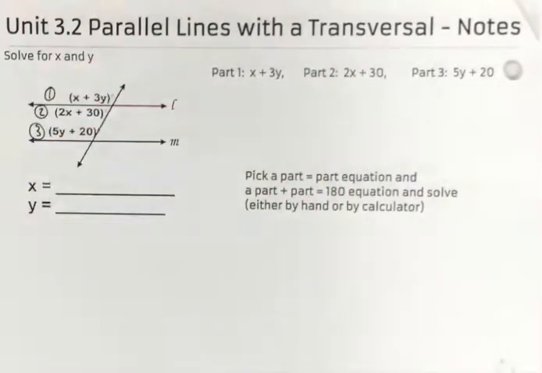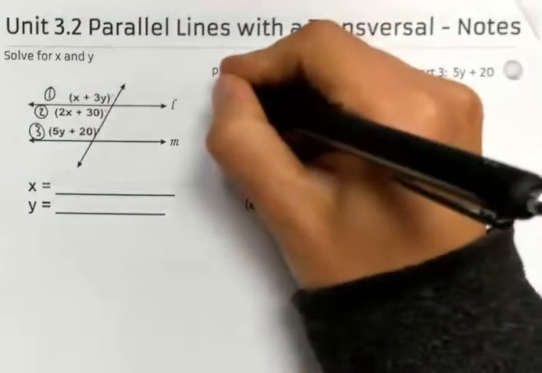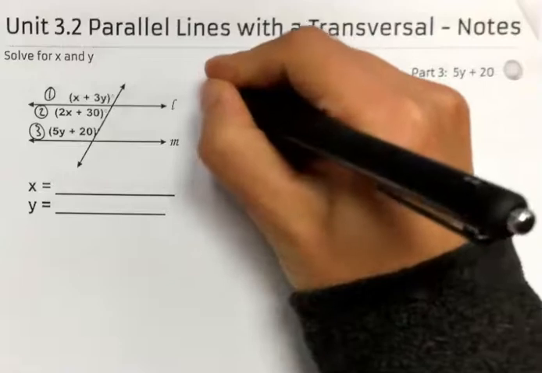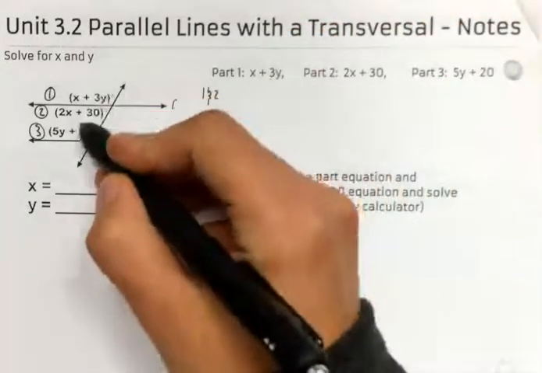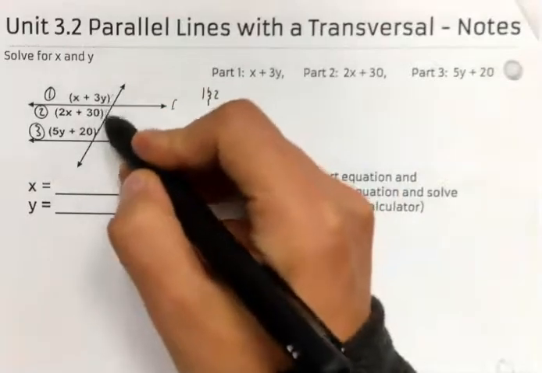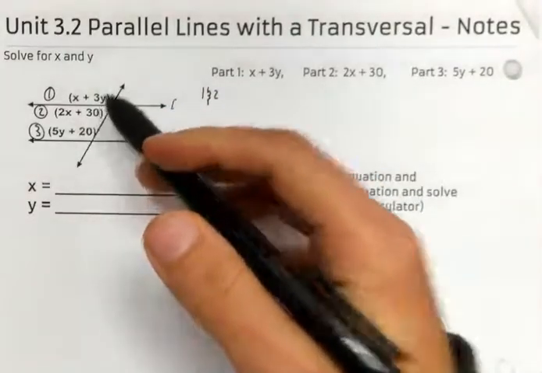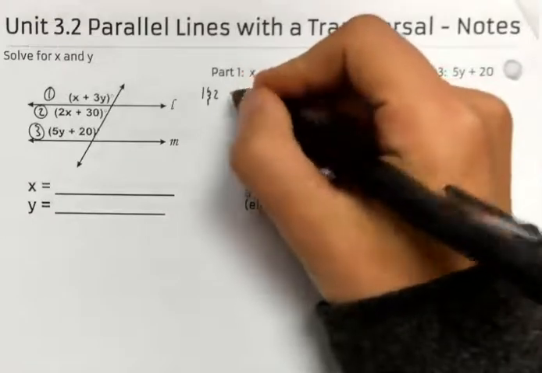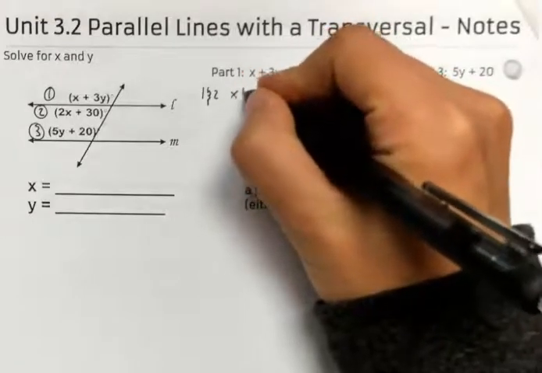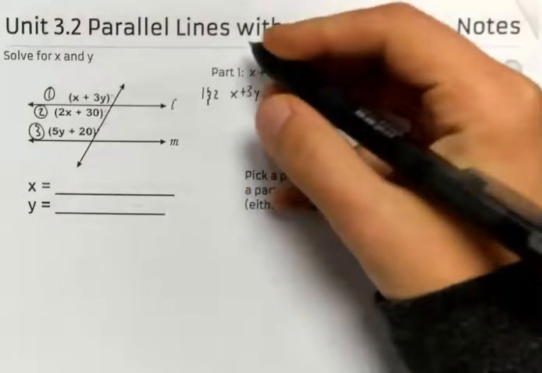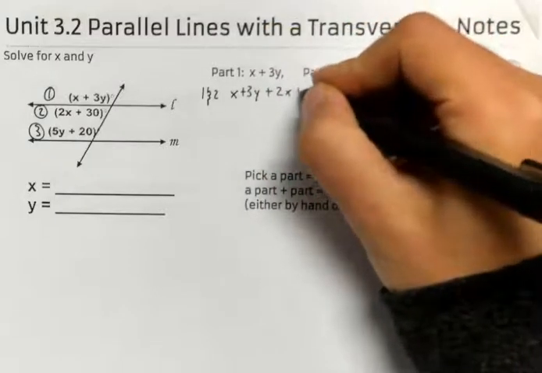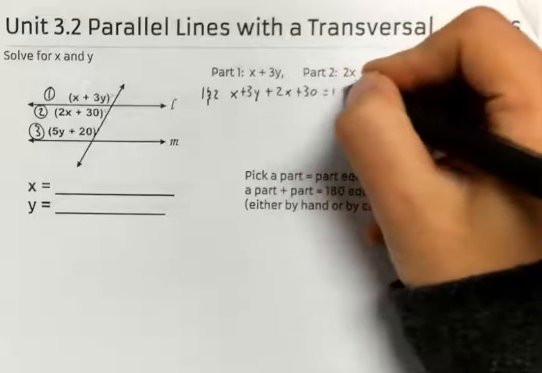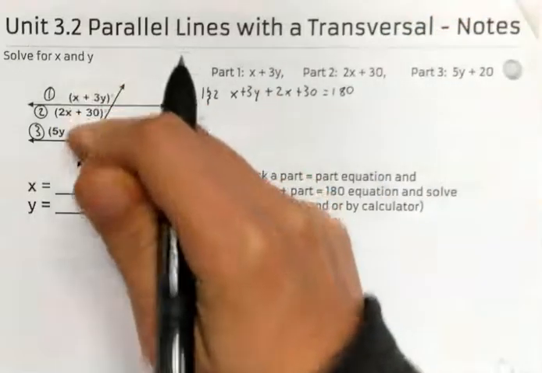All right, now we're going to have to create an equation for each combination. So one of our combinations is 1 and 2. For 1 and 2, what do we have? Well, we have a linear pair, so these two add up to 180. So I'm going to say x plus 3y plus 2x plus 30 is equal to 180. So that's 1 and 2.